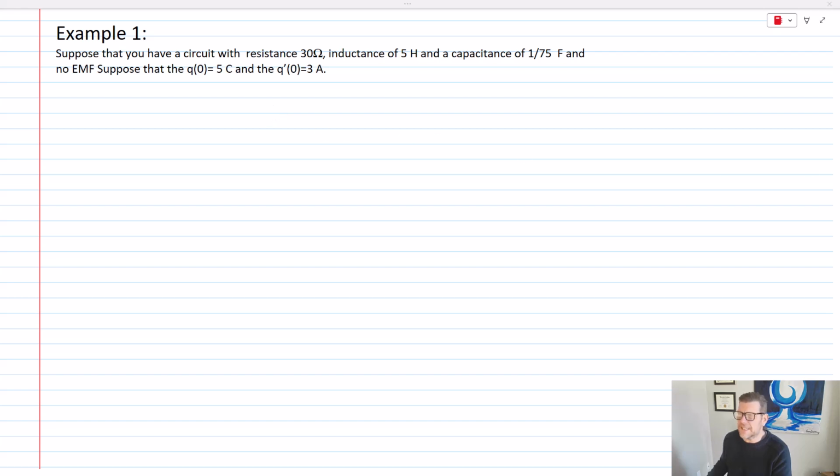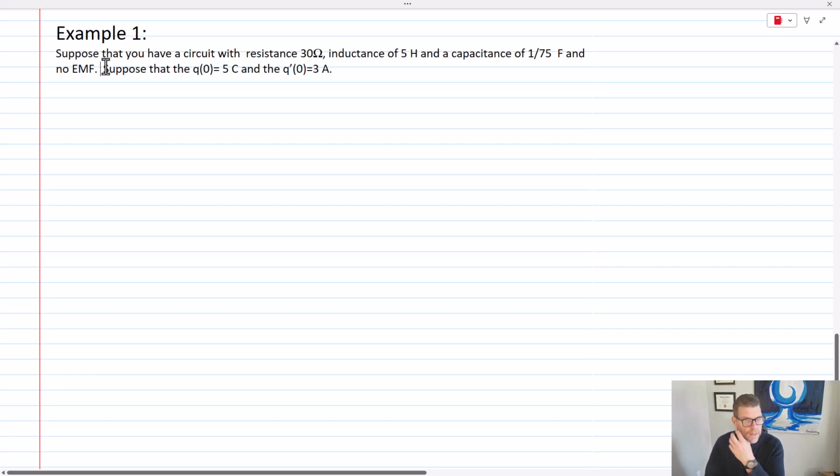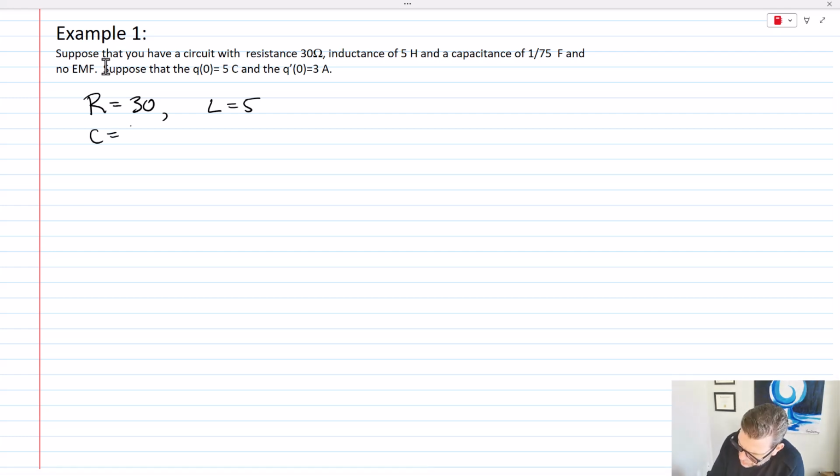Let's suppose that we have a circuit with a resistance of 30 ohms, an inductance of 5 henrys, and a capacitance of 1/75 farads, and no EMF. And we suppose that Q of 0 equals 5 coulombs, and that Q prime of 0 equals 3 amperes. So what we have here is a complete initial value problem. We have R equal to 30, L equal to 5, C equal to 1/75, Q of 0, or Q naught, equal to 5, and Q prime of 0, which is our I, equal to 3.